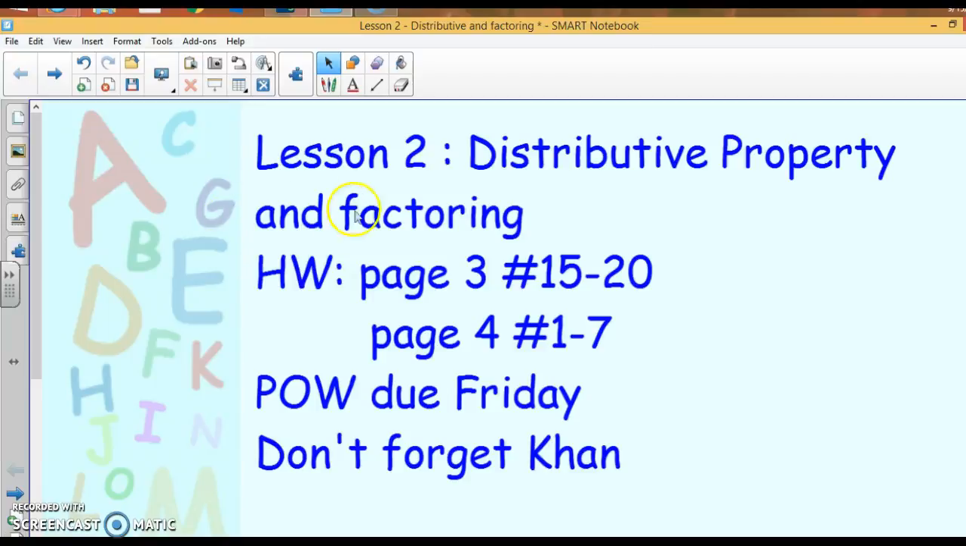The lesson we're talking about today is Advanced Pre-Algebra. It is Unit 2, Lesson 2. We're talking about the distributive property and factoring. Here's the homework that goes along with it.